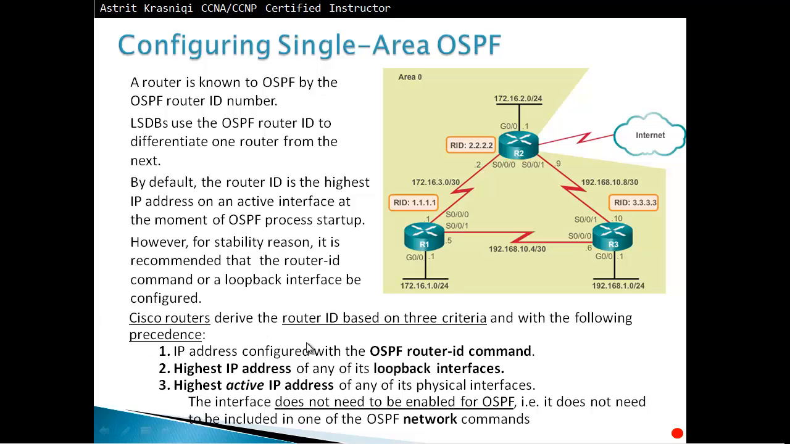But it will go through these. It will find out, have you configured a router ID? No. Find out the loopback address. Do you have a loopback anywhere? Is an interface configured? If yes, pick the highest. If no, then move to the third step. Try to find the highest IP address on the physical interfaces.